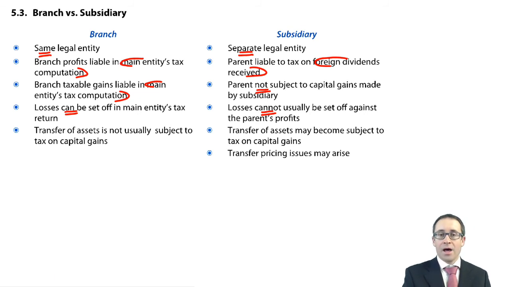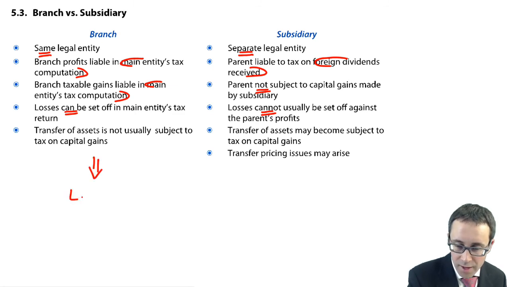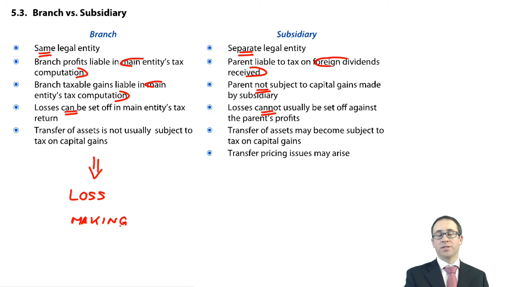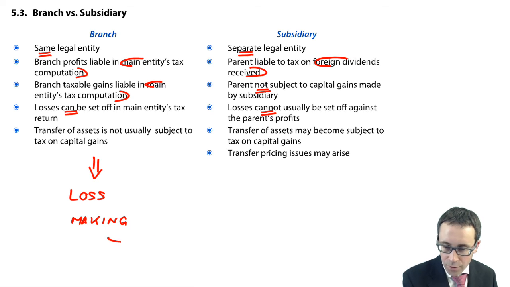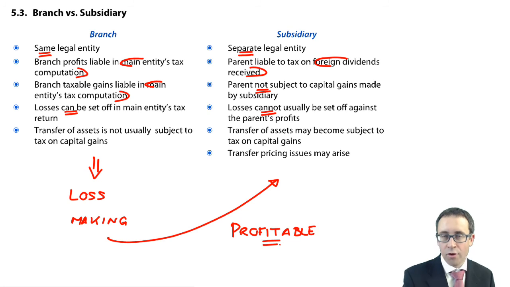So what tends to happen is that if you are setting up an entity overseas, what I would do first of all is, if you expect it to be loss making, then I will set it up as a branch first so that you can utilize those losses. And then when it becomes profitable, I would then incorporate and set it up as a subsidiary.